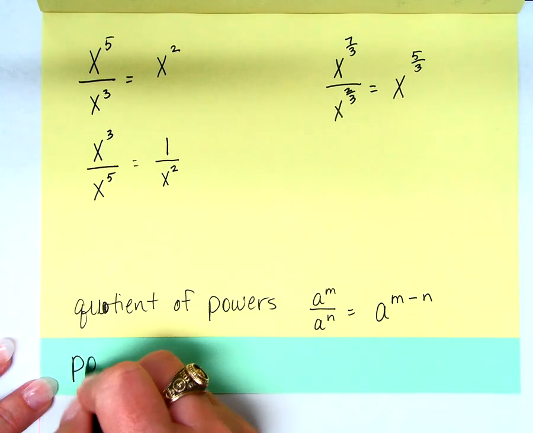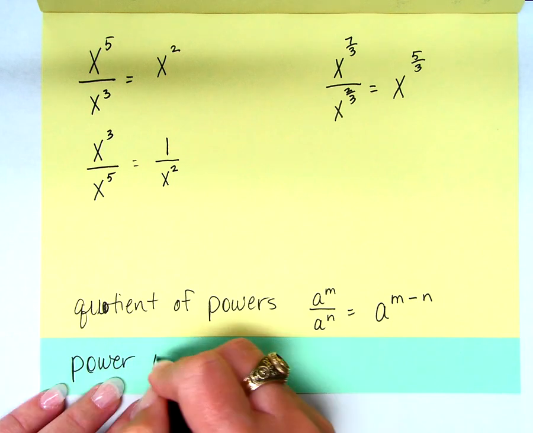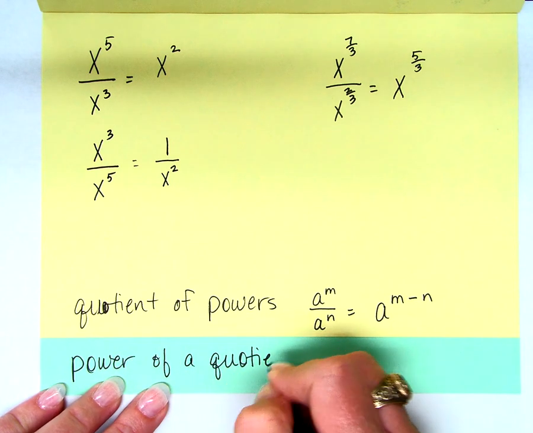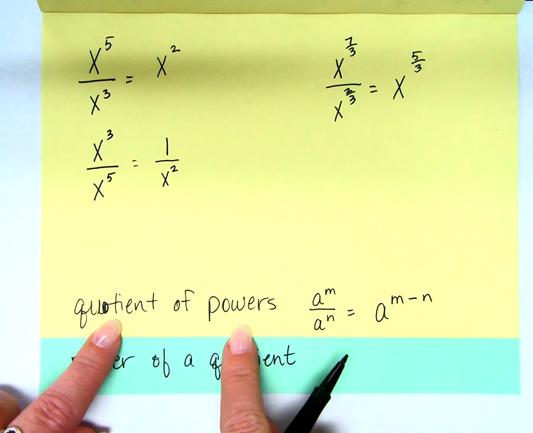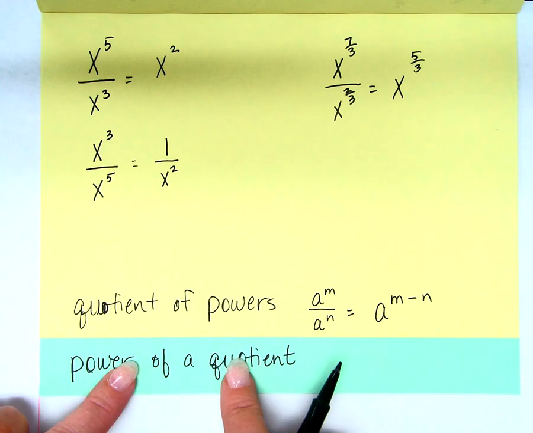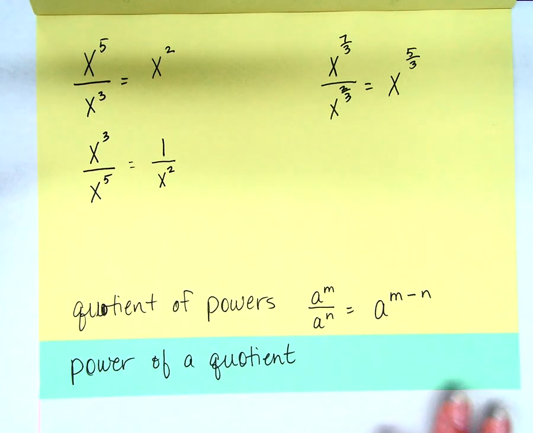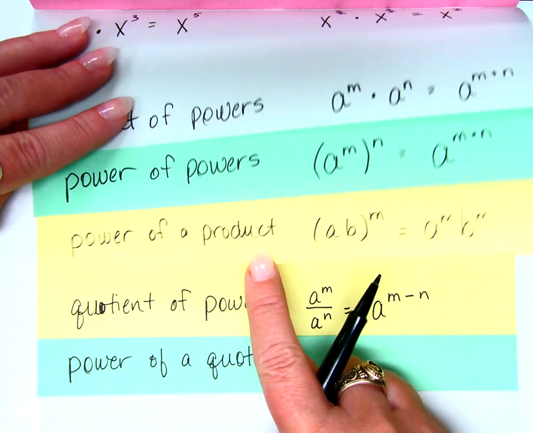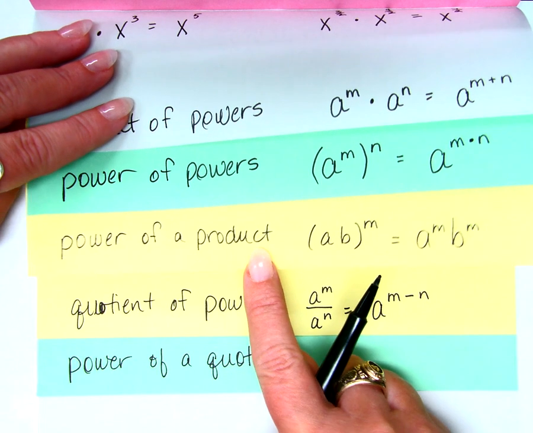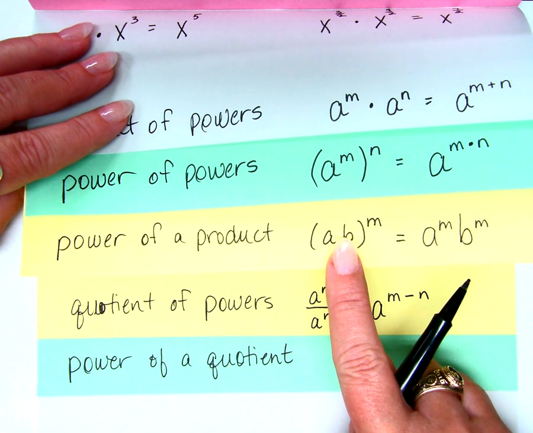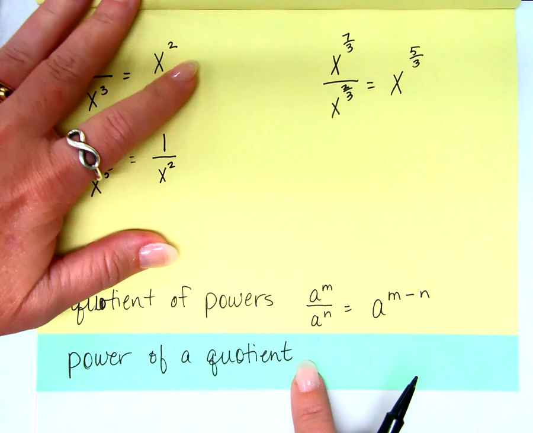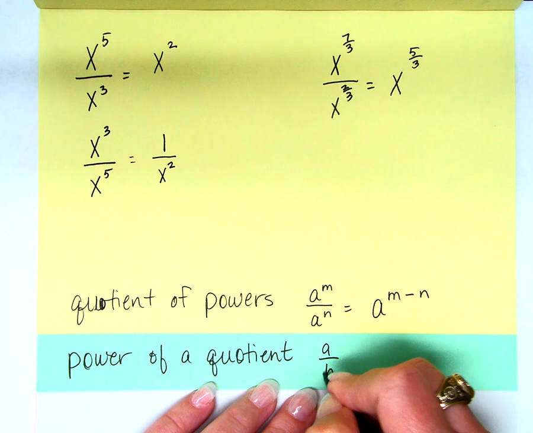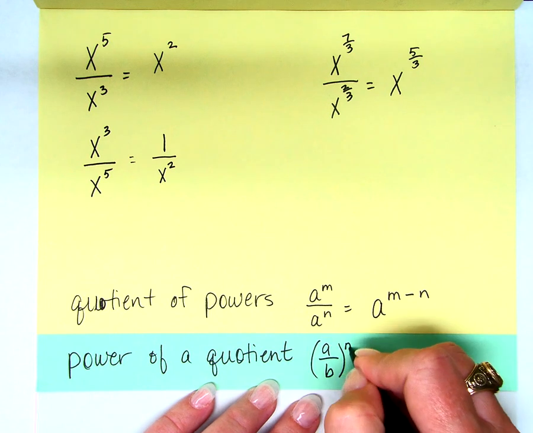Power of a quotient. Again, these two look a whole lot alike, don't they? They both have power and they both have quotient in the name of the rule. But think about what we did with power of a product. I was multiplying two things and raising it to a power. Guess what I'm going to do here? Divide two things and raise that to a power.